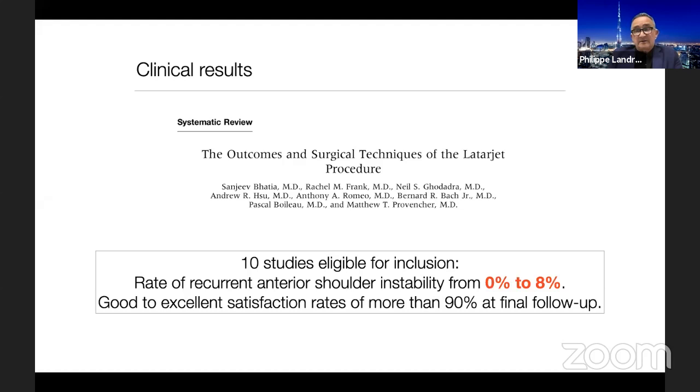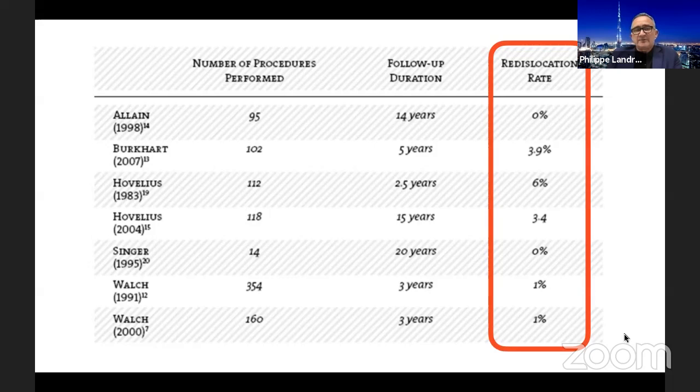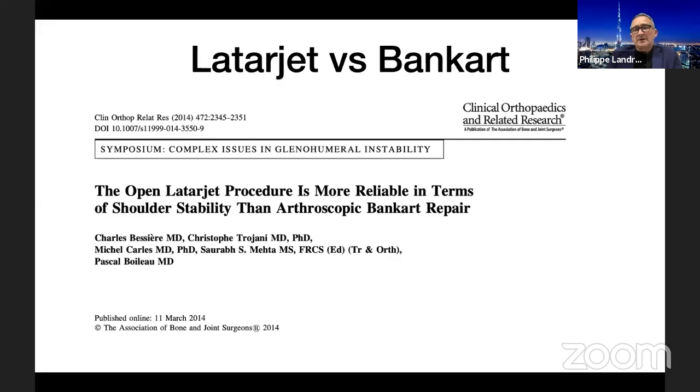The results are good. We know that the recurrence goes from 0% to 8%, but in general, with experienced surgeons, we go with 3, 4, 1, 2%, 6%, it depends on the selection of the patient. And when we compare Latarjet with Bankart, there is definitely a difference between the two surgeries, particularly when there is bone involvement, but even when there is a very slight bone involvement, the results are better with the Latarjet than Bankart. And some people, I don't know if it is a good idea, but we can discuss, do Latarjet systematically when they have collision and contact sport. And I would say that I'm part of those surgeons who think that the Latarjet is more reliable in terms of shoulder stability, particularly for athletes, than Bankart.